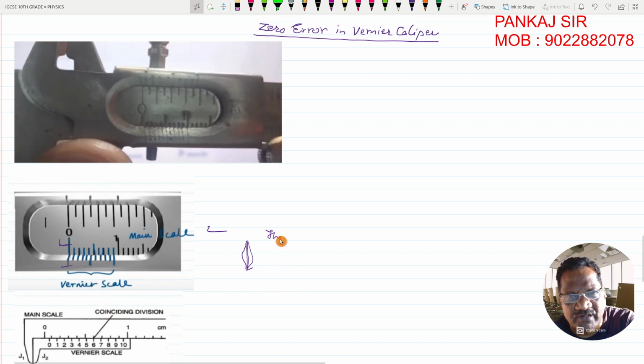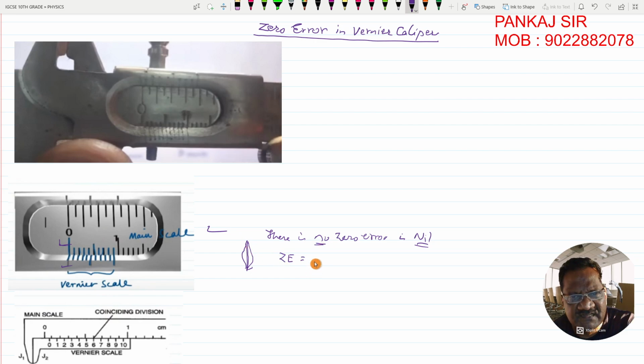So in such a situation, we say that there is no zero error, or you can say that zero error is nil. Zero error is normally denoted by ZE, and in this case, ZE will be nil. This is what happens when the Vernier caliper is a new one, and it has not been used for a pretty long period.